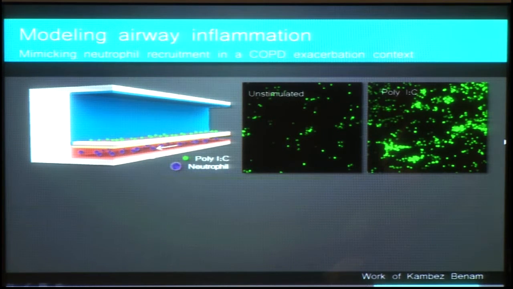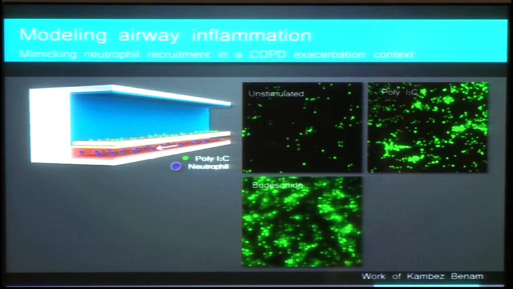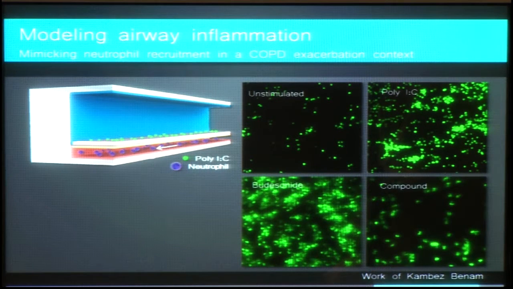And of course, our pharma partner were interested to see if their drug could pharmacologically modulate this neutrophil recruitment. And we used as a control budesonide that is given routinely in clinic to a COPD patient. And we didn't see any decrease of the attachment of neutrophils. However, when we used their compound, we saw a dramatic decrease in the neutrophil attachment.